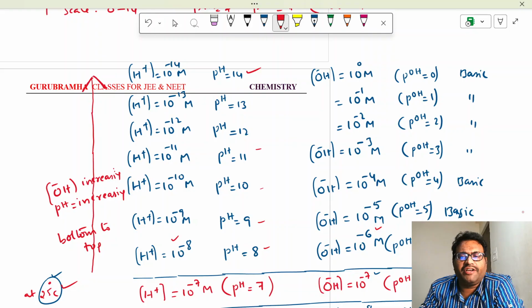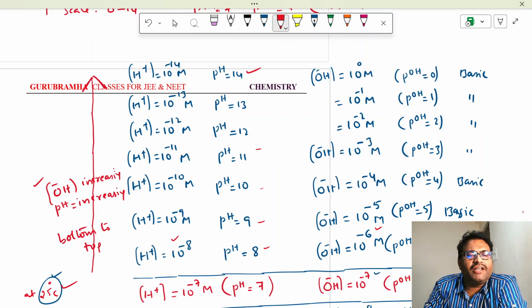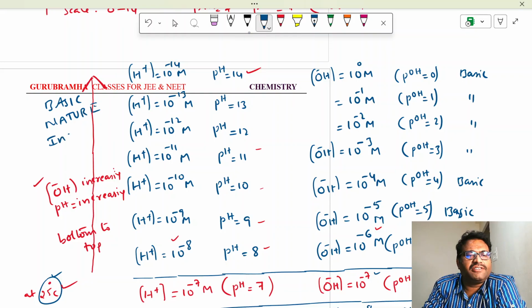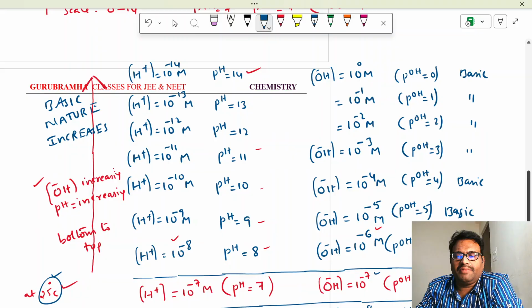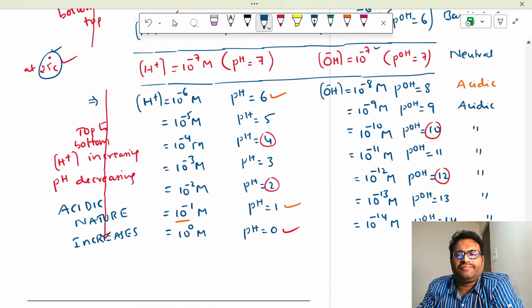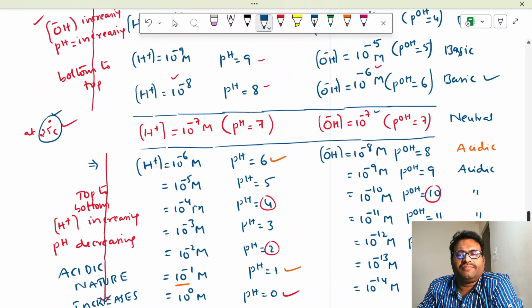See 10 power minus 5, 10 power minus 4, 10 power minus 2. When OH minus is increasing, then automatically more the number of OH minus, or more the concentration of OH minus, more basic in nature. Is that more basic in nature? So what happens? Basic nature increases. Are you finding this? Okay.